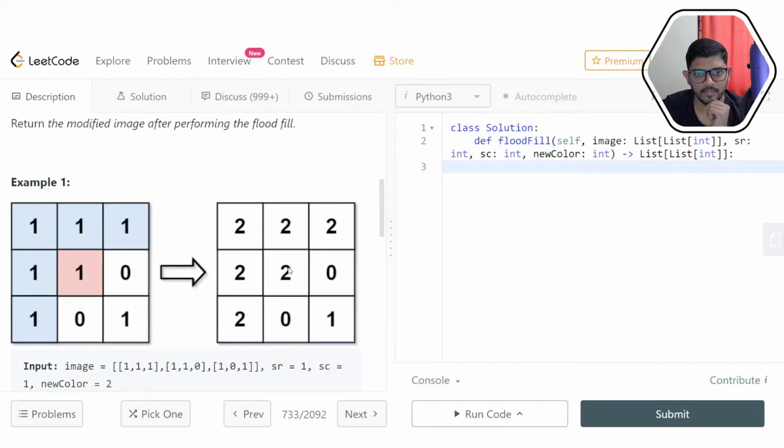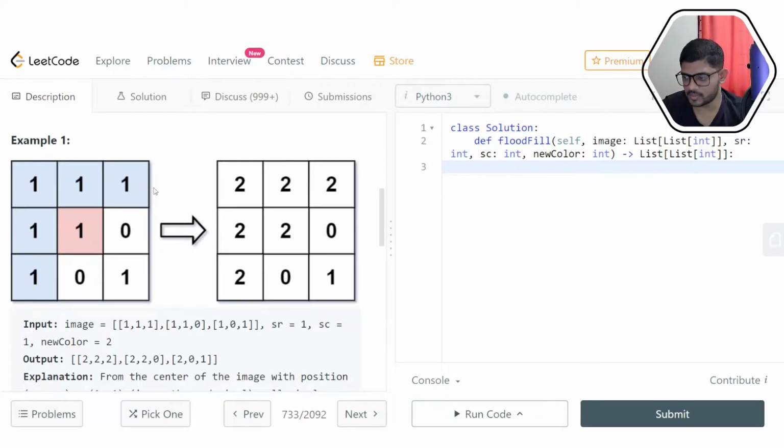Example number 1. You can see this is the image given, and every single cell is either 0 or 1. Let's assume that 0 represents one color and 1 represents another color. You may even have multiple colors, they didn't say anything about it. So we have this particular image, a 3 by 3 matrix, technically.